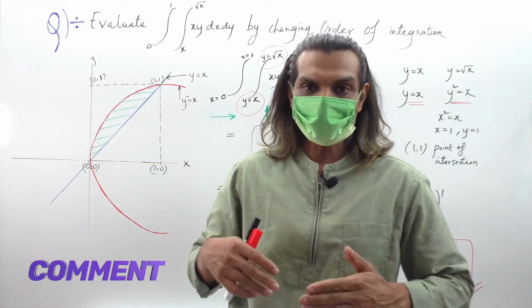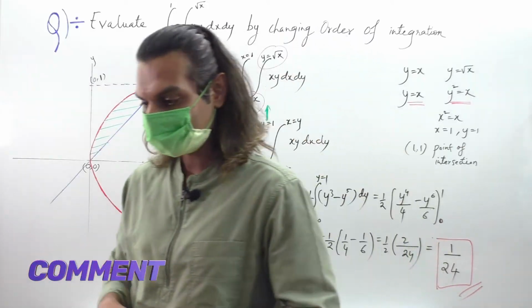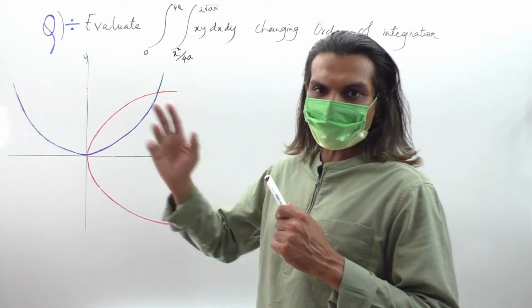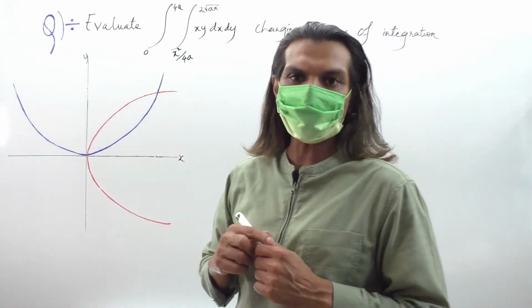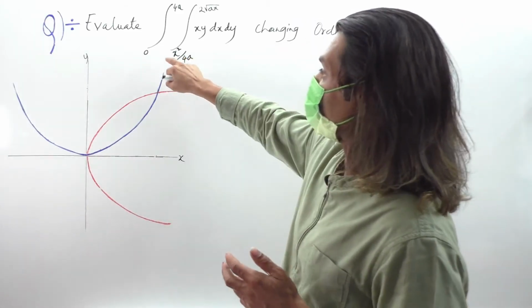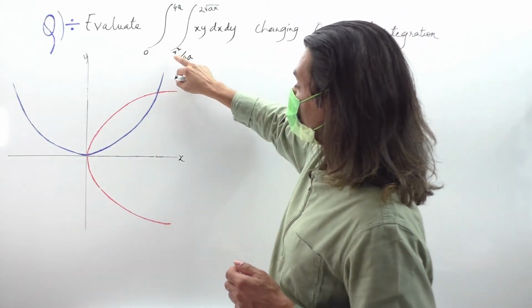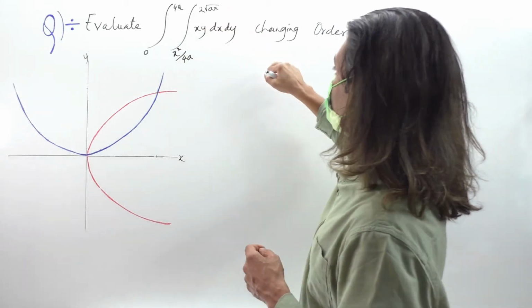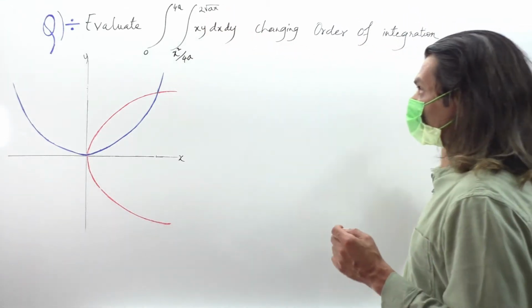So now let's start solving the next problem. See, the next problem here is very important. They ask this many times in the examination. That is, evaluate the double integral 0 to 4a, x square by 4a to 2 root ax, xy dx dy, changing the order of integration.